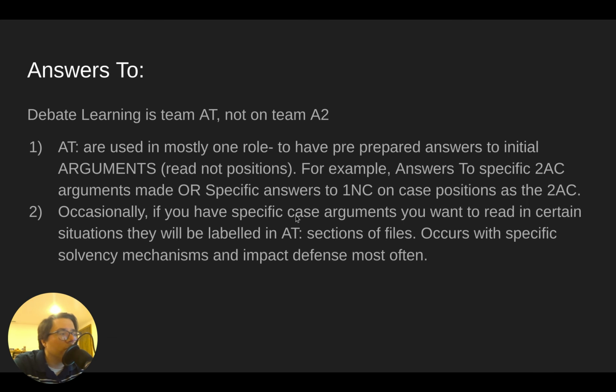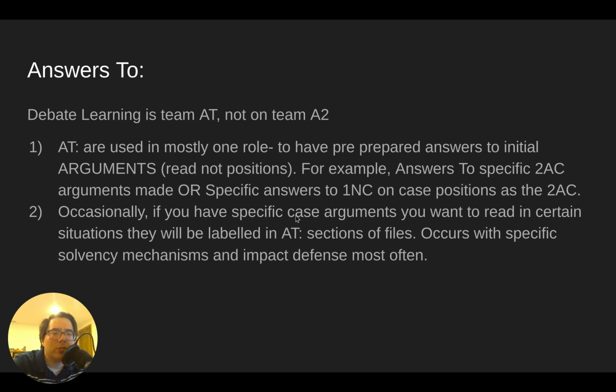All right, now you can draw a line, and we're going to talk about the second category of blocks that you could write, and that is the answers to section. Debate learning is team AT, not team A2. But with that said, if you are looking at a file, AT and A2, like the number 2, mean the exact same thing. They are answers to.